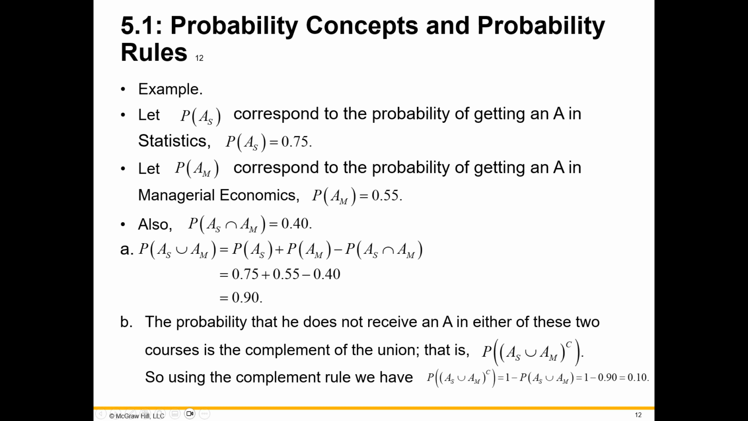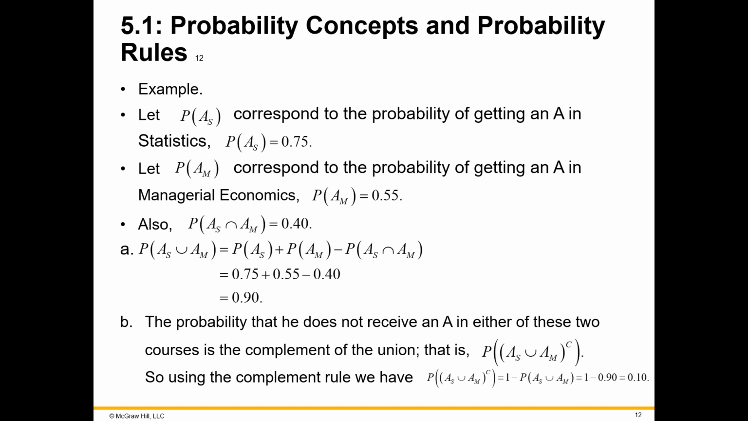Well, we can apply this addition rule down here to figure out what his probability is overall of getting an A in either class. Take the 75% chance of getting an A in stats, the 55% chance of getting an A in managerial economics. If you added those two together, a little quick math tells me that's a 130% chance. That can't be. You can't have more than a 100% chance of something happening. And that's because we are double counting that 40% chance that he thinks he'll get an A in both. So we subtract that out. 75 plus 55 minus 40 gives us 90. Anthony has a 90% chance of getting an A in either one of these courses.